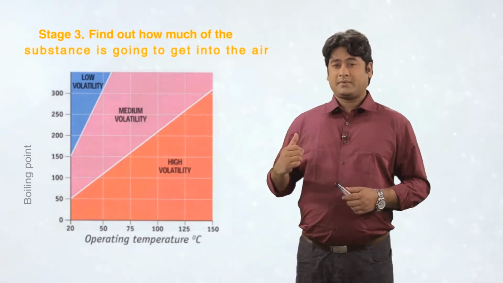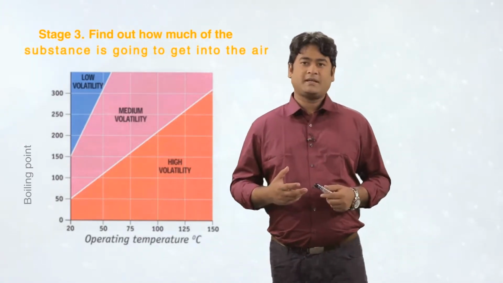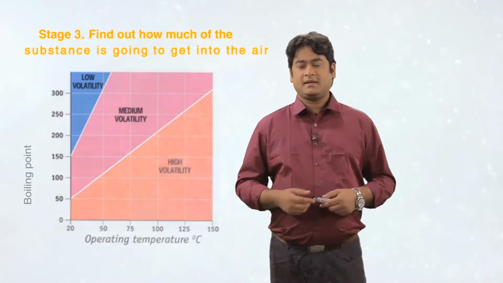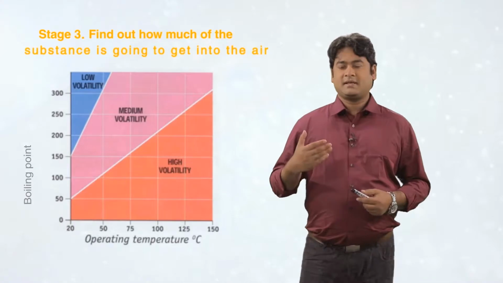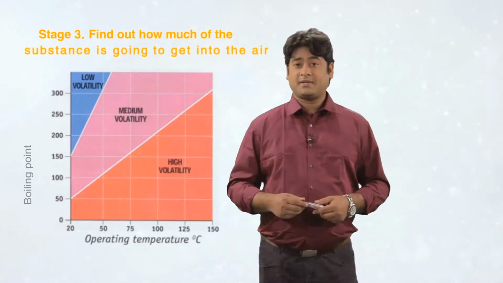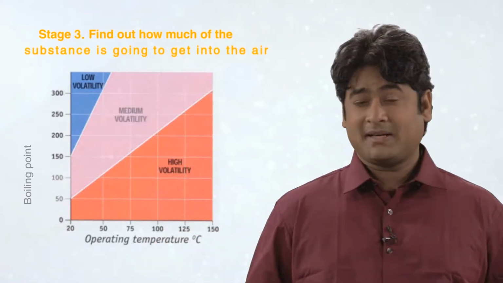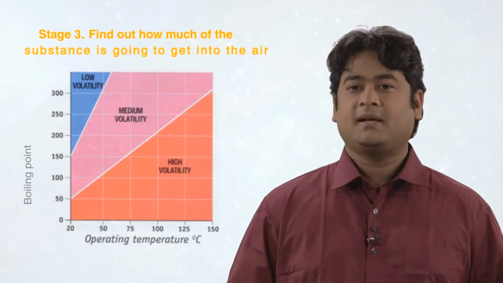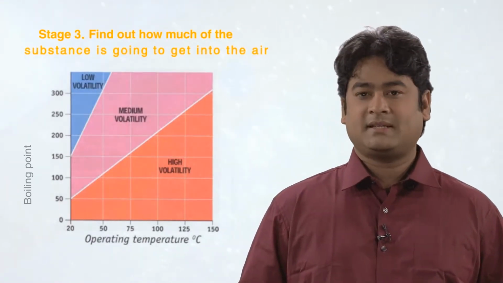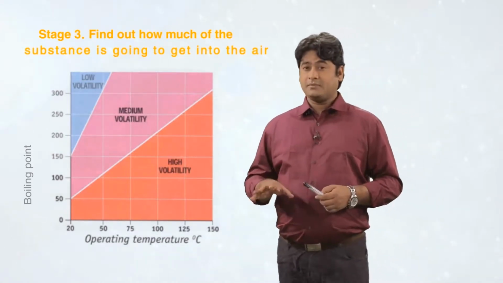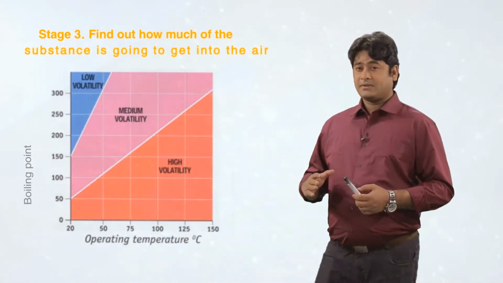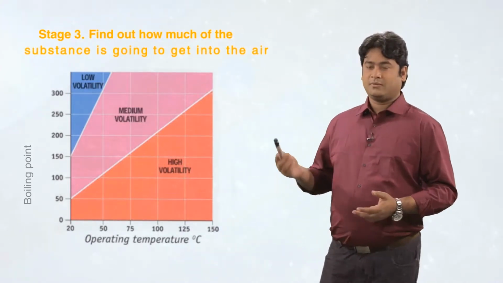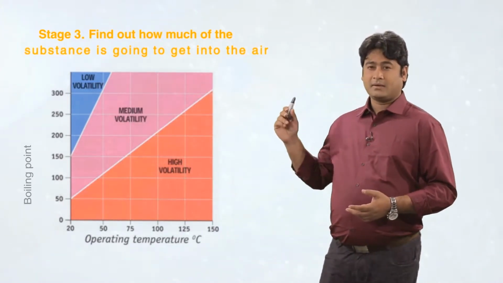In normal room temperature, if the boiling point is below 50 degrees, then the volatility is high. If the boiling point is between 50 to 150 degrees, then the volatility is medium. If the boiling point is above 150 degrees, in that case the volatility is low. Now this is for the room temperature. If the temperature gets increased, it may change. We need to work with this graph in that case.